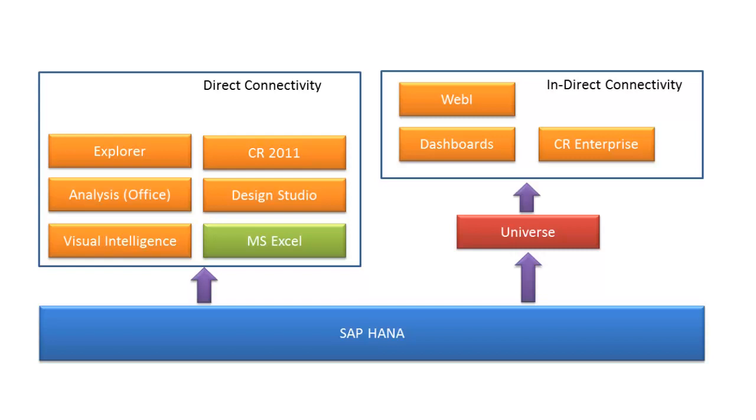We've got some tools that allow us to connect directly. Those are over on the left hand side. All of the tools in orange are Business Objects tools. We're going to be taking a look at Visual Intelligence from that particular set. And then over on the right, we've got some other Business Objects tools, Webby, dashboards and Crystal Reports for Enterprise.